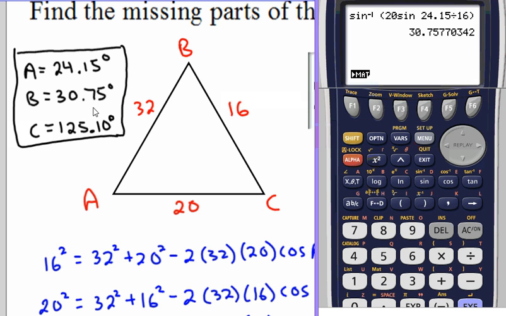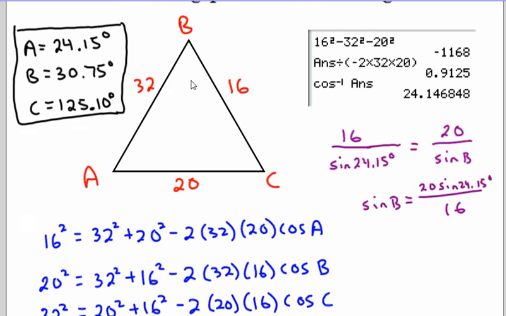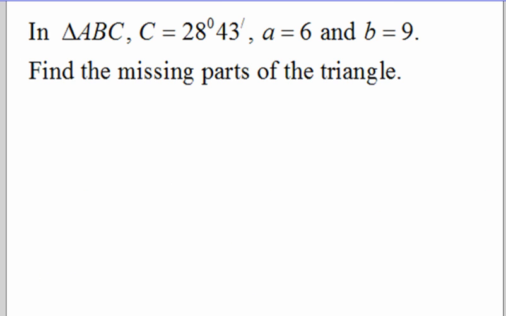Okay, but if we did that, we would have the ambiguous case also, where we would have to do 180 minus that, and we could have a second triangle. But what's nice about the law of cosines is there is no ambiguity. When we found angle B to be 30.75 degrees, there's not a possible second angle for B, because we wouldn't have a triangle; that angle would be bigger than 180. Okay. All right, let's try another one.